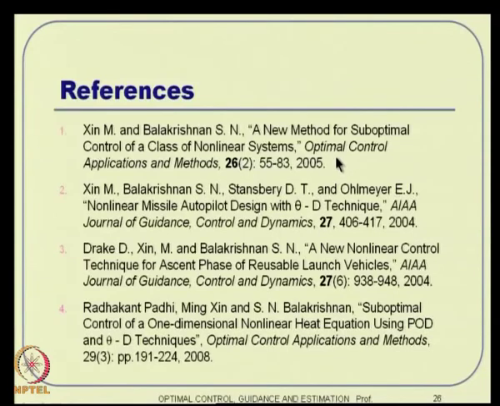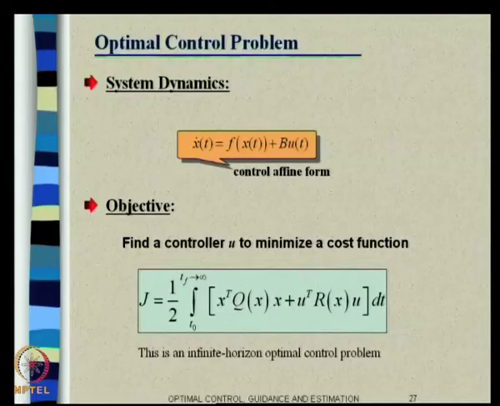Okay, and this has been applied to various practical problems, not necessarily only academic problems. So, you can see some missile autopilot design and some reusable launch vehicle design. And then we also have this extension to distributed parameter systems, things like that. So, it is fairly generic and it can be applied to a large class of problems actually. So, let us see what it talks about.